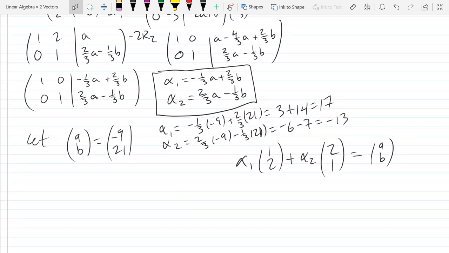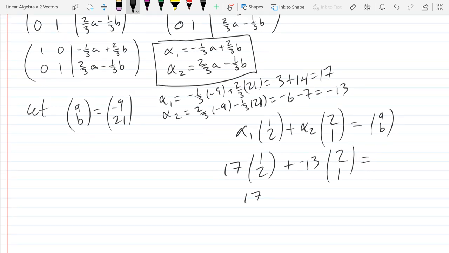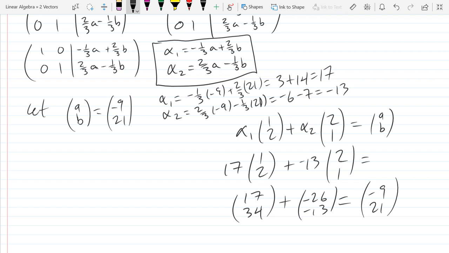So I just rewrote our linear combination from above. Alpha 1 hopefully is 17 times (1, 2), plus negative 13 times (2, 1). That's 17, 34, plus negative 26, negative 13. Well, I'm bad at subtraction. Hopefully it's negative 9. 34 minus 13 is 21. All right, so this combination got us that negative 9, 21.